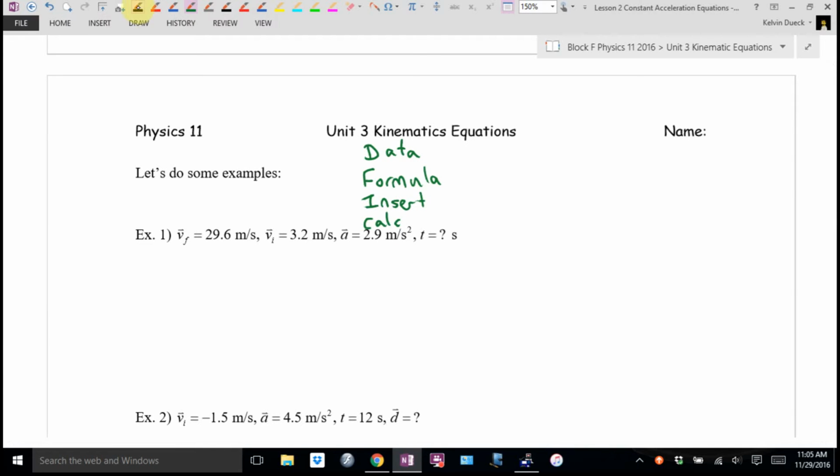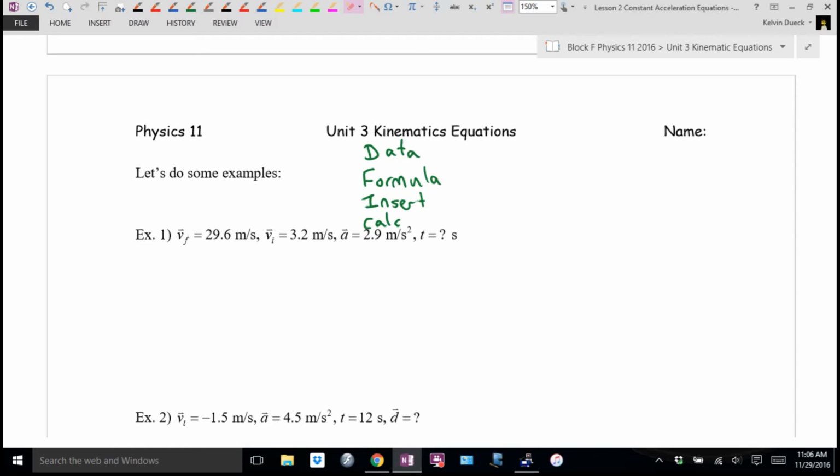All right, number 1. Conlon, if you look at number 1, what are they asking me to find? I caught you zoning, I know. What are they asking me to find? It's the thing that has a question mark next to it. Okay, time. What have they given me? They've given me VF, VI, A, and they want me to find T. Your job right now is to look at those 4 equations on your green sheet and tell me which equation has a VF, a VI, and A, and a T in it.